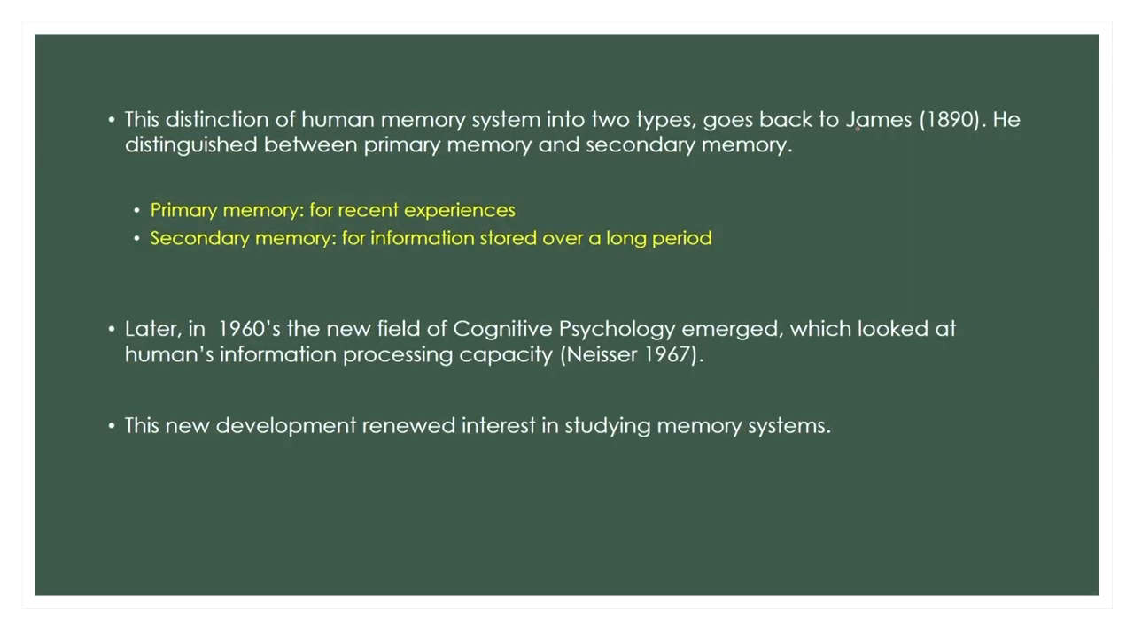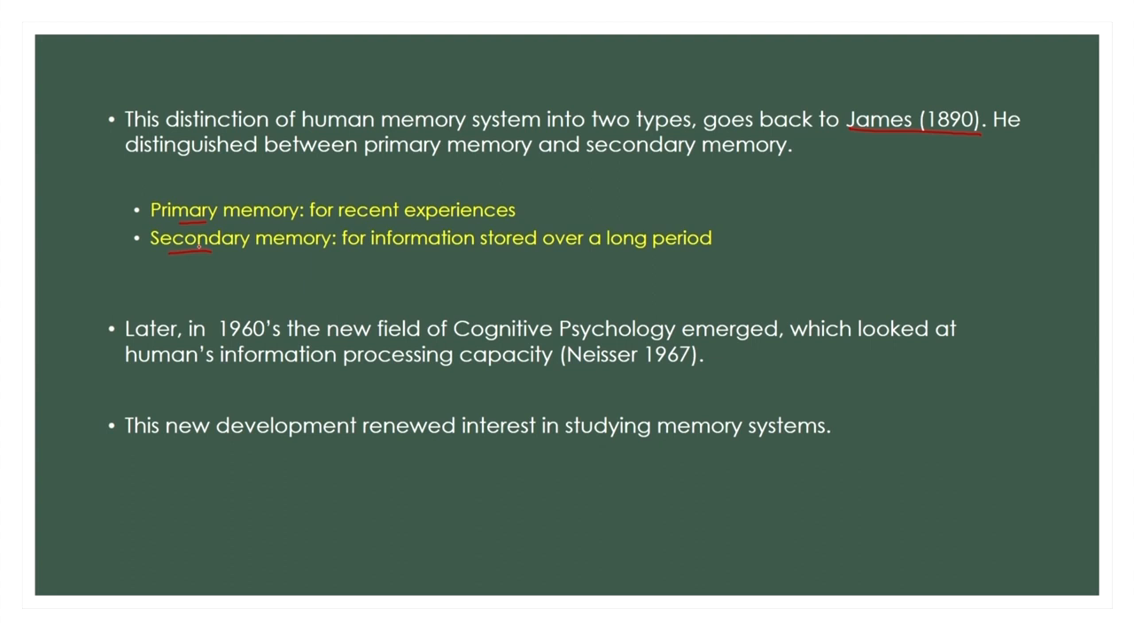The distinction between these two types of memory systems goes back a pretty long way. It started with James in 1890, in his writing, where he first distinguishes between the memory systems, calling them primary memory and secondary memory. The primary memory is for recent experiences. Something that happened just 2 hours back, something that happened half an hour back, that is primary memory. Recent experiences. And secondary memory, he calls for information stored over a very long period, from your childhood till today, the kind of information you might have stored somewhere at the back of your mind.